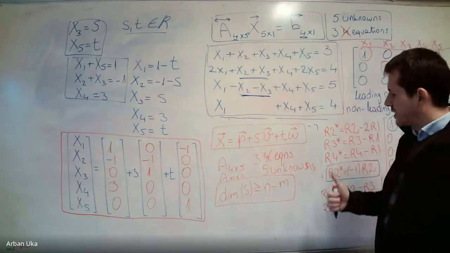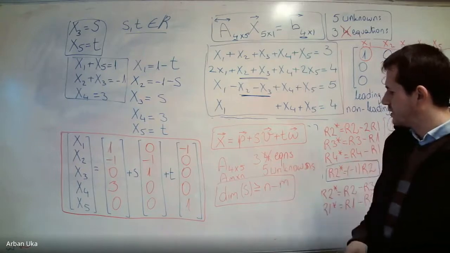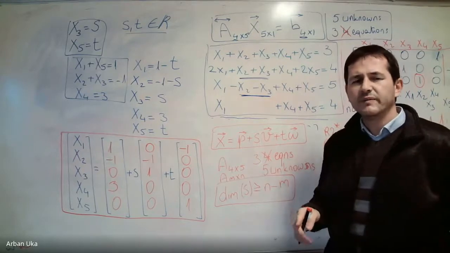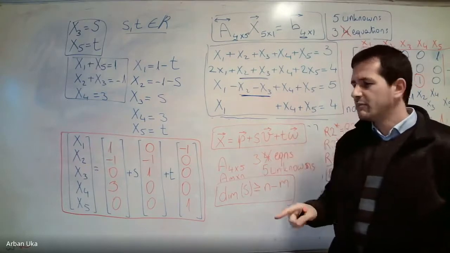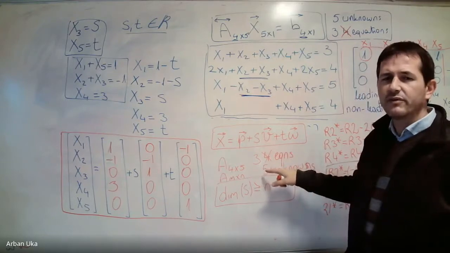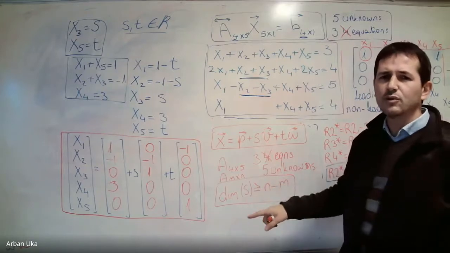Okay, so we have 5 unknowns, 4 equations. We subtract it, we get 1. So the chances, if the 4 equations are linearly independent, we should get a solution line. But one of the equations was dependent on the others. So realistically, we have 5 minus 3, we get 2. So the dimension of the solution space is a 2-dimensional space.